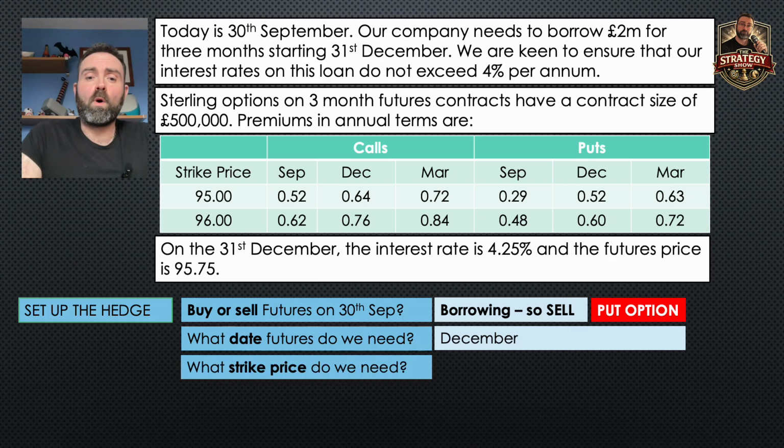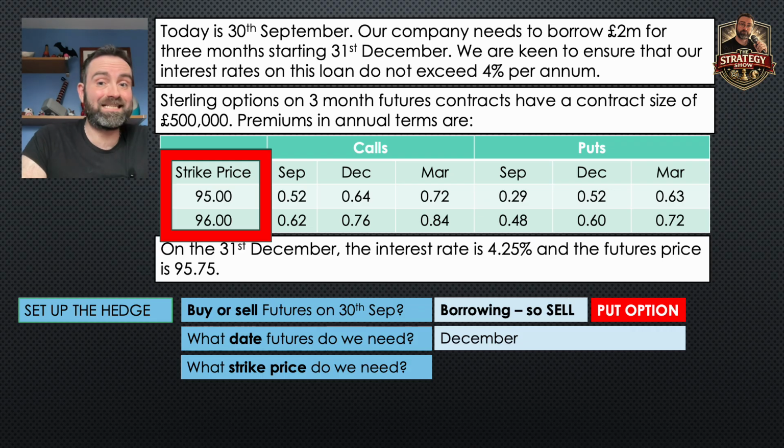Thirdly, what value of option do we want to enter? Put another way, what strike price do we need? Now have a look at the premium table and you'll see there are two possible futures values we can choose between called strike prices, either 95 or 96. What do these mean? Well, remember that futures are valued at 100 minus R. So 100 minus the interest rate.